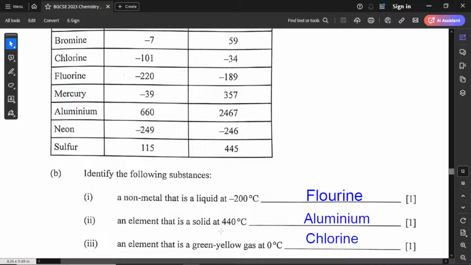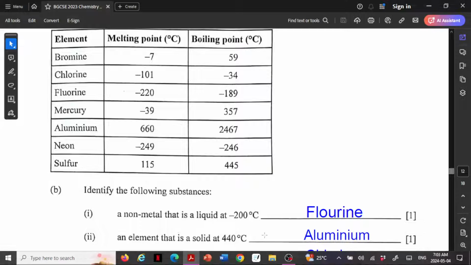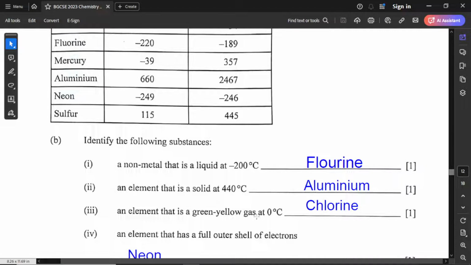All right, an element that is a solid at 440 degrees, and that is aluminum. Looking for metals right here. Notice it is a liquid at 660. So it is still a solid at 440, all right, because you don't even reach close to that yet. Just doing the 600, all right.